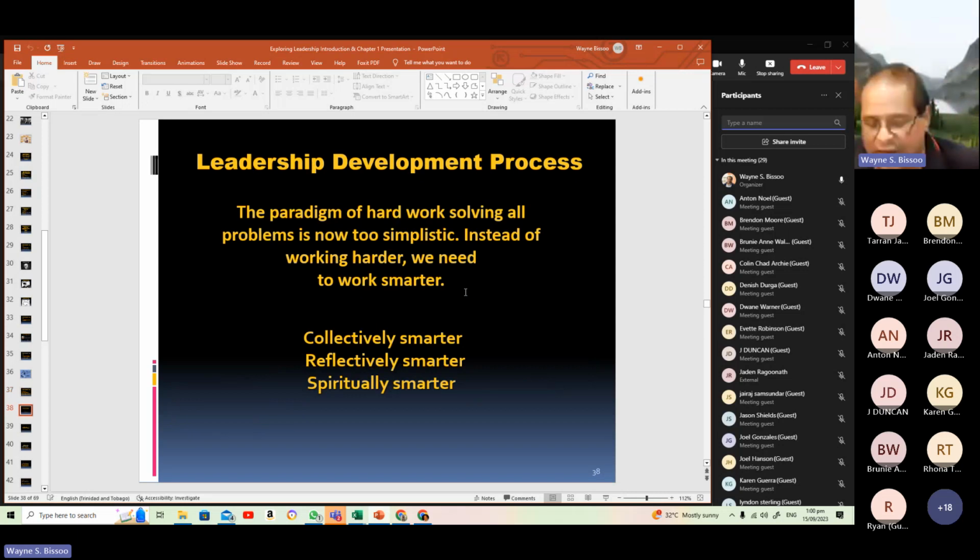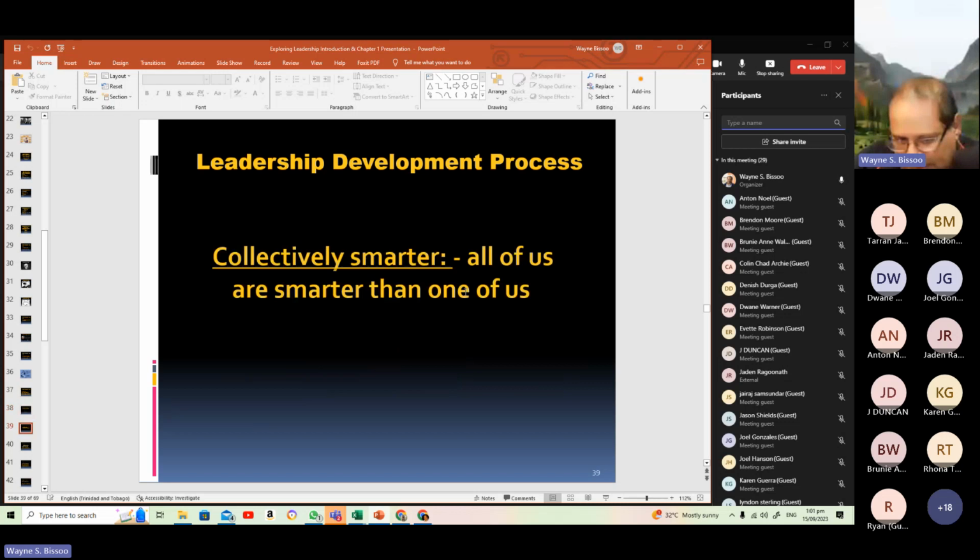Now, the work that we want to put in here is necessarily going to be some difficult work, but rather than hold to the paradigm of working hard, we want to work smart. So working smart means working collectively smarter, reflectively smarter, and spiritually smarter. Let's take that in turn.